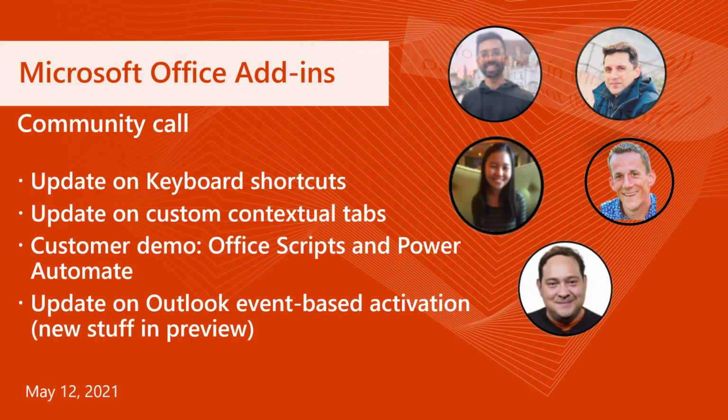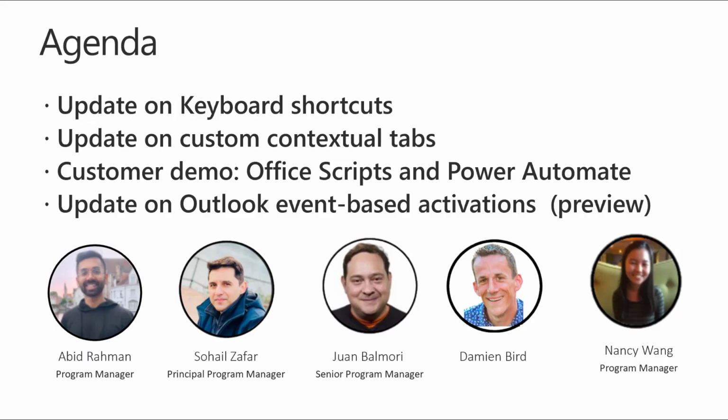Let's go ahead and get into the agenda for today's call, which is pretty full. Joining us today, Abid is going to be sharing some updates on keyboard shortcuts. And Sohail is going to be talking about some updates to custom contextual tabs. And also joining us are Nancy and Damien Bird, talking about Office scripts. Damien Bird is our guest presenter today, who has a cool demo he's going to share around Office scripts and Power Automate. And then finally, we'll have an update on Outlook event-based activations from Juan.